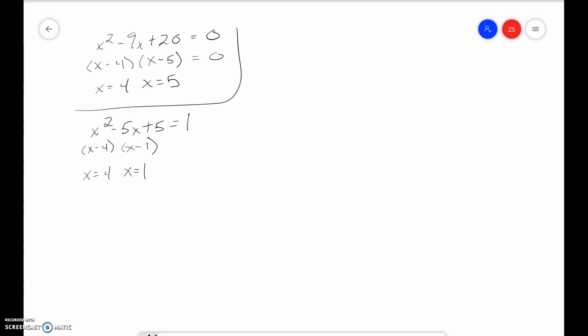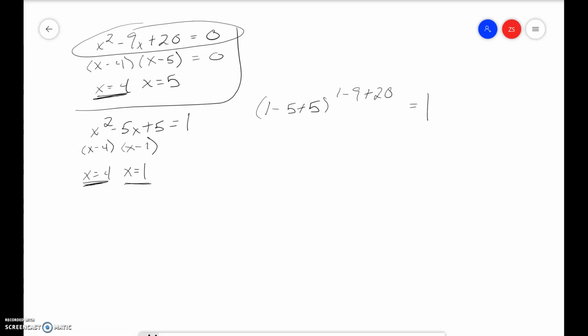Then I would want to see that we know x equals 4 works because that came up in the first solving of the exponent for 0. Now we can check if x equals 1 would satisfy. So we'd put 1 in for x, so we'd have 1 minus 5 plus 5, and then the exponent, you'd have 1 minus 9 plus 20 is equal to 1, right? All right, so we have 1 minus 5 is negative 4, plus 5 is 1.